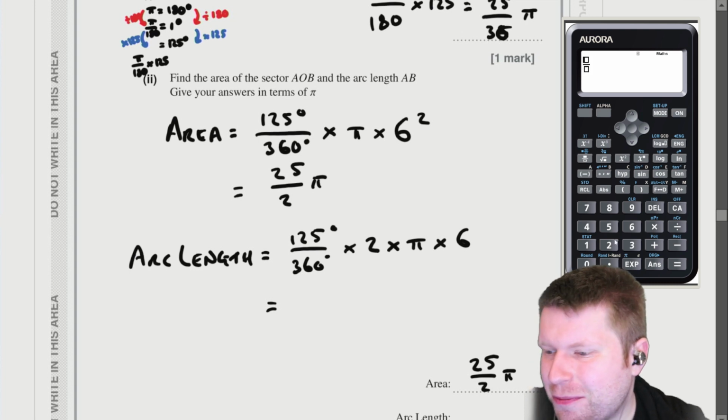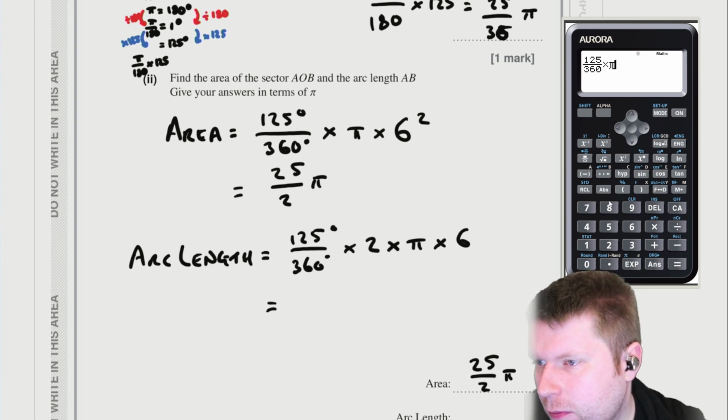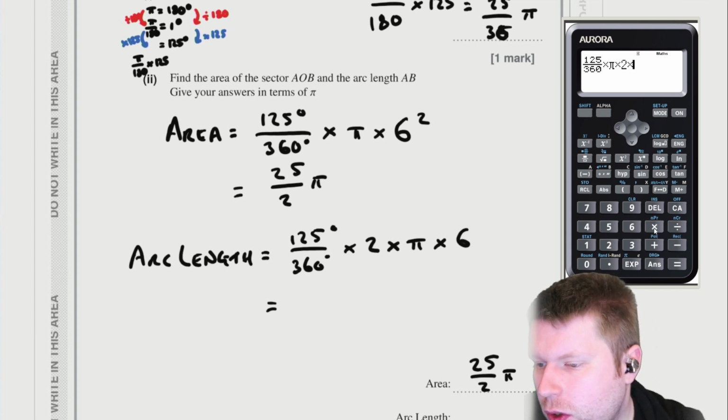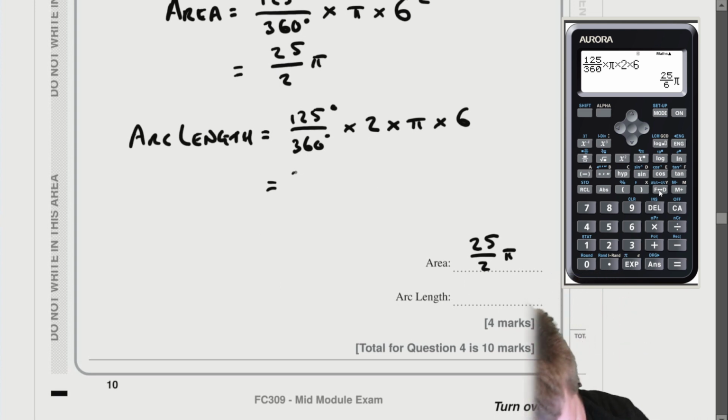So I'm going to type the fraction, and I've got 125 over 360 times by pi, which is that one, times by 2. Oops, I put it in the wrong order, but that's fine. Times 2, and then times 6. Then as a result, this comes out as 25 over 6 pi.